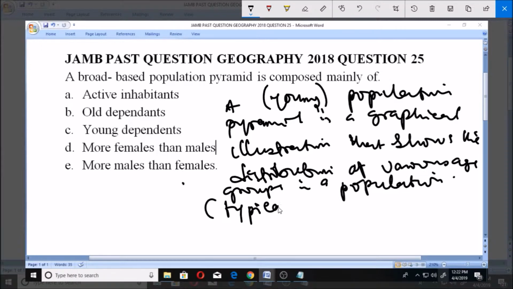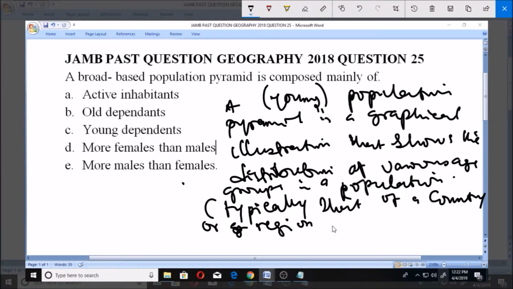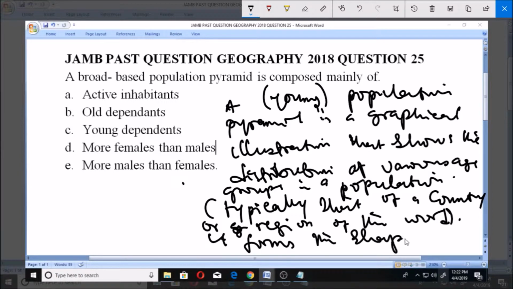Now, typically, the one we are looking at is that of a country. So it could show that of a country. It could also show the age distribution of a region of the world. Now, this forms the shape of a pyramid.